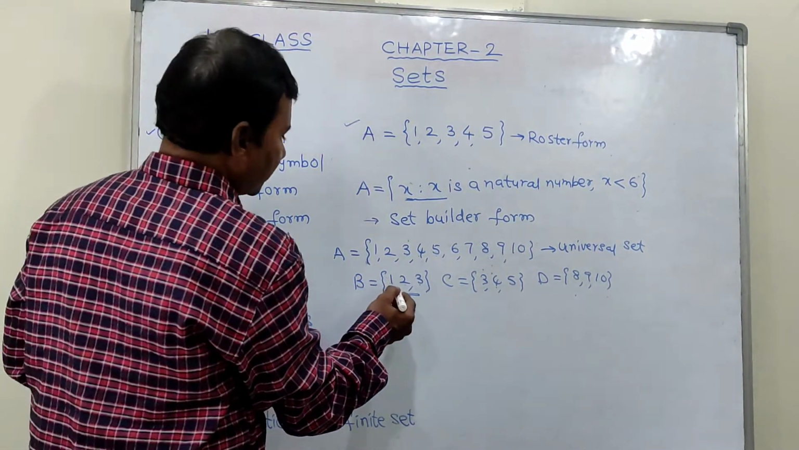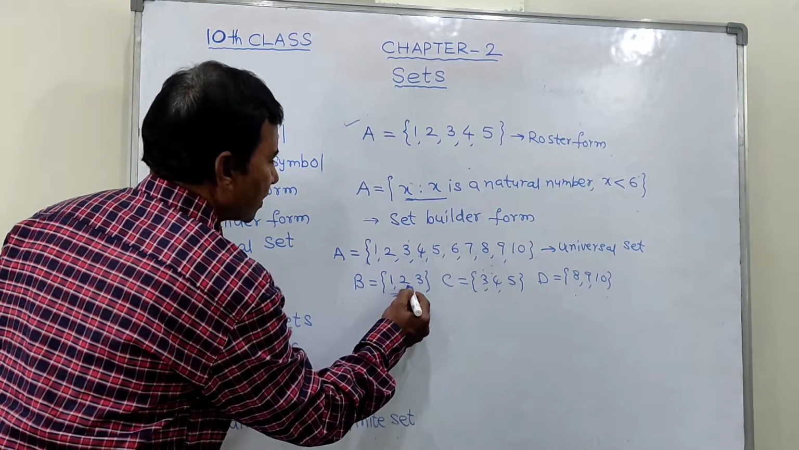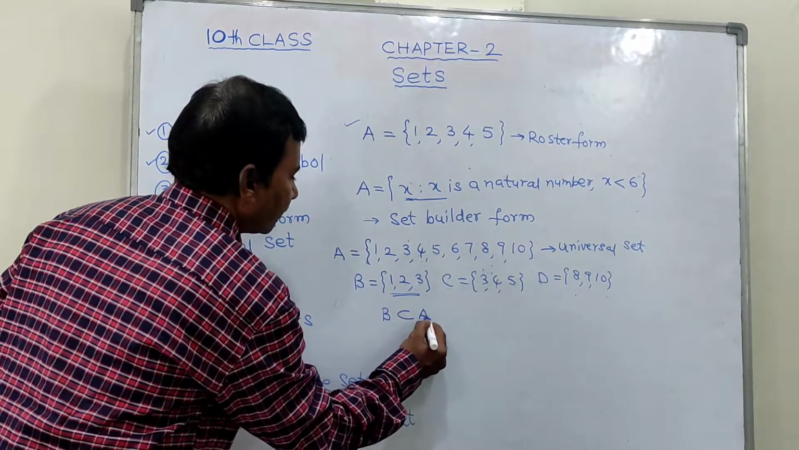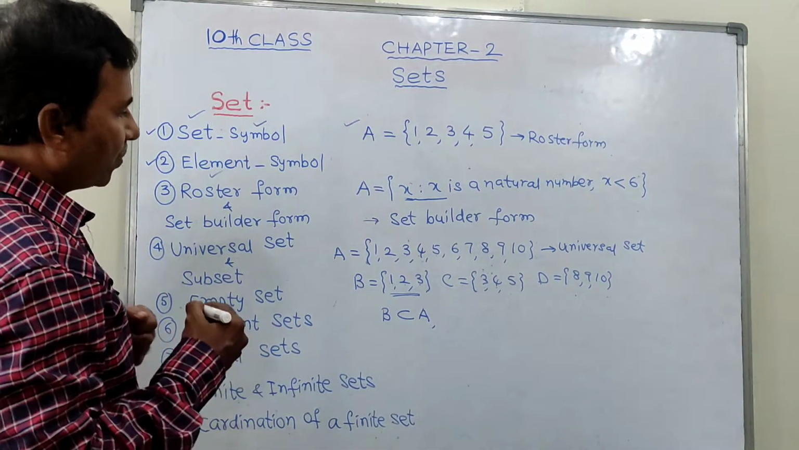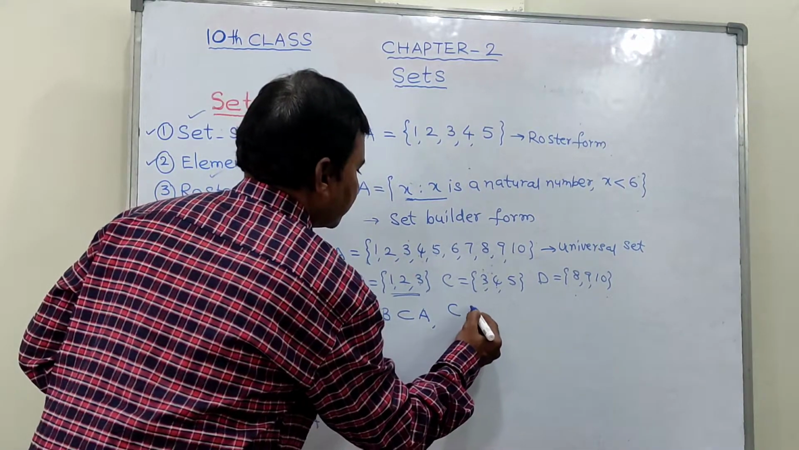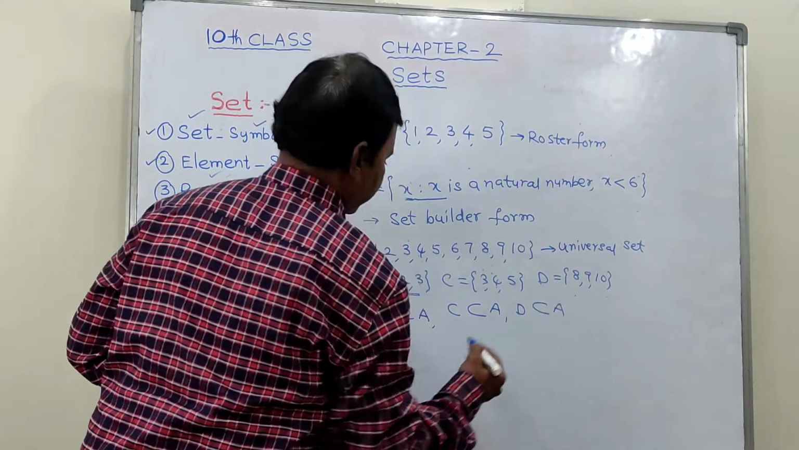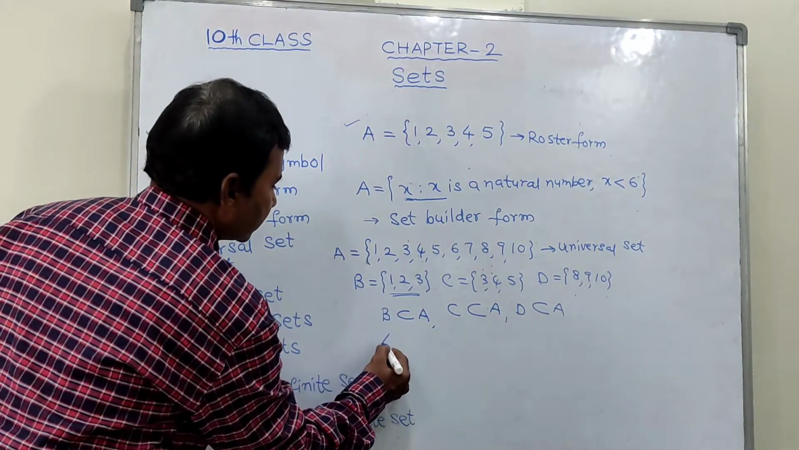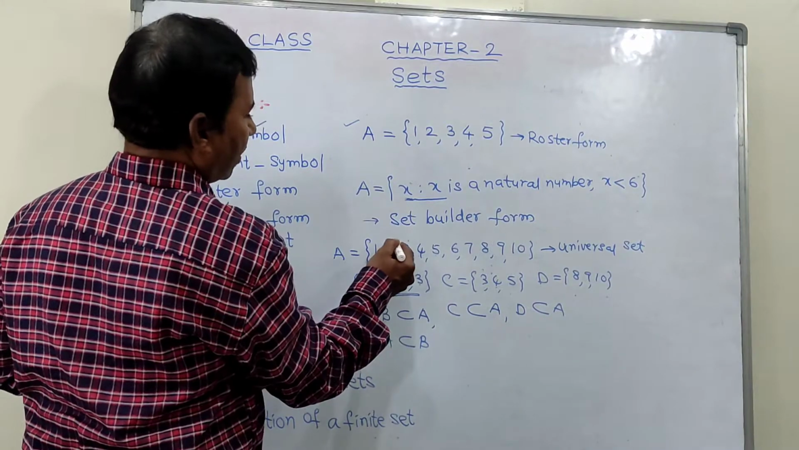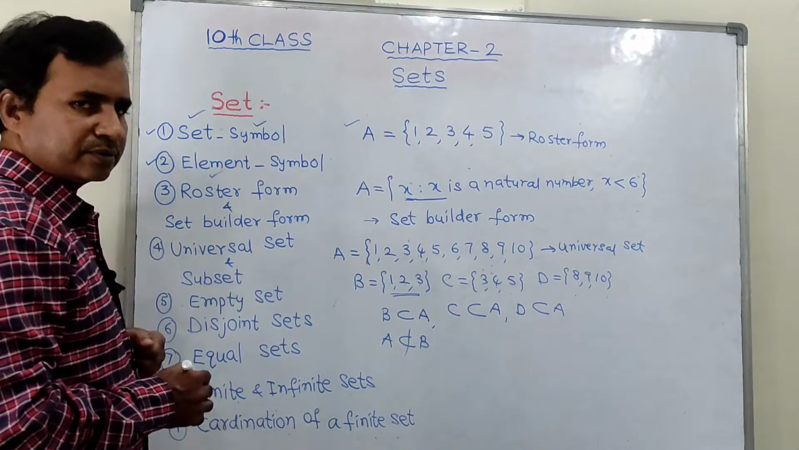So, every set we will call it as, suppose B is equals to 1 2 3, elements 1 2 3 are there in A. So, we will say B is subset to A. Subset means the elements all present in set A. C is subset A. D subset A. Can we write A is subset to B? No. Why? Because A, all the elements are not lying in B. So, we will write A is not subset to B.